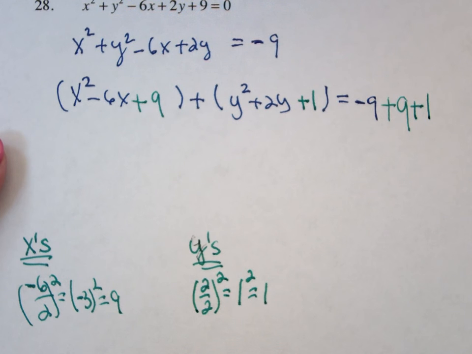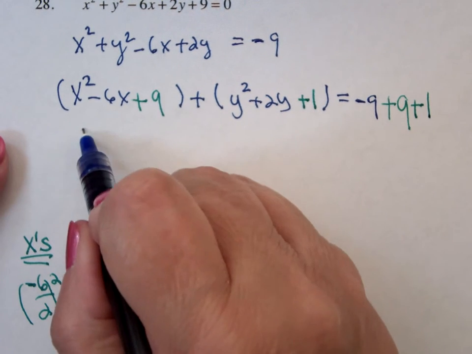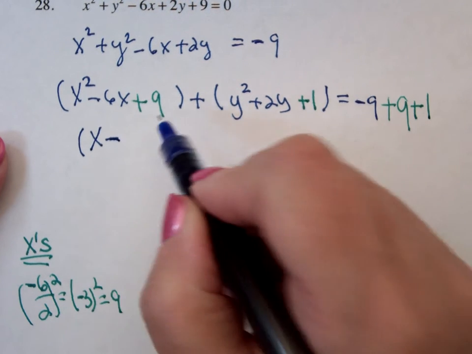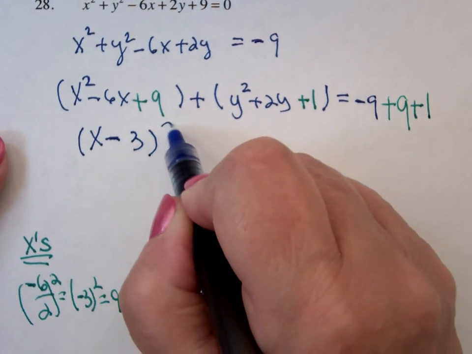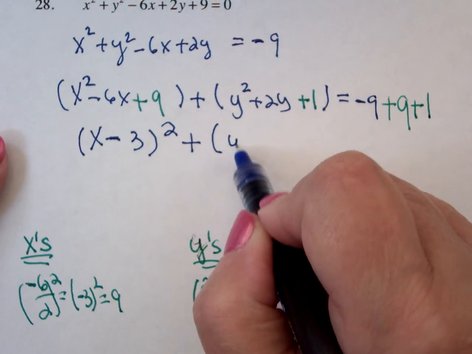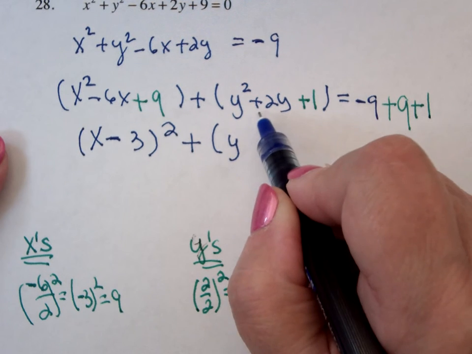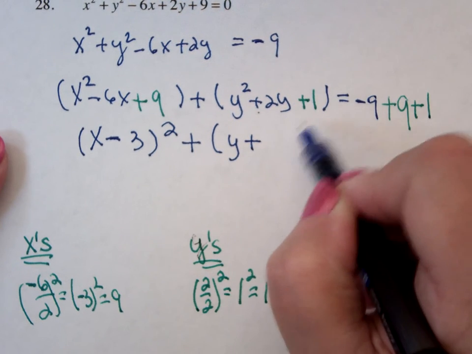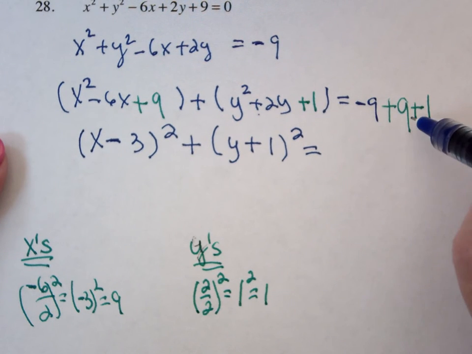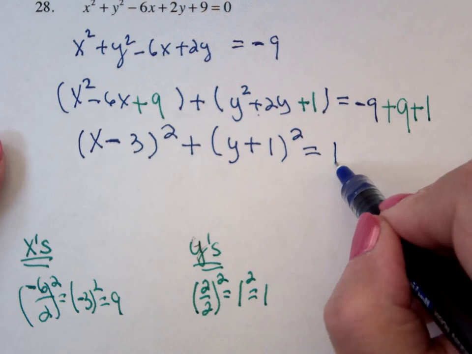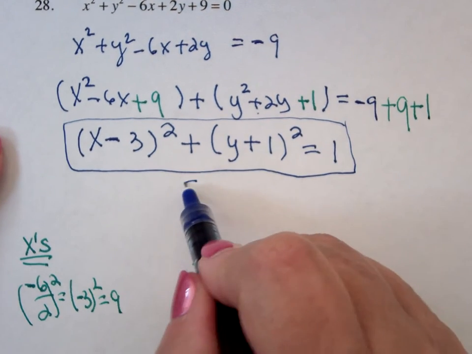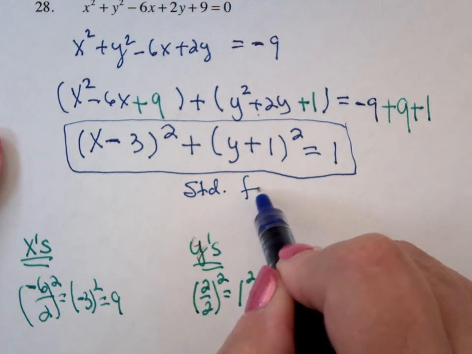This is now going to give me the equation in standard form. So square root of x squared is x, center sign is minus, square root of 9 is 3, the quantity squared, plus square root of y squared is y, sign is plus, square root of 1 is 1, squared, equals plus 9 minus 9 is 0 plus 1. So this is standard form.